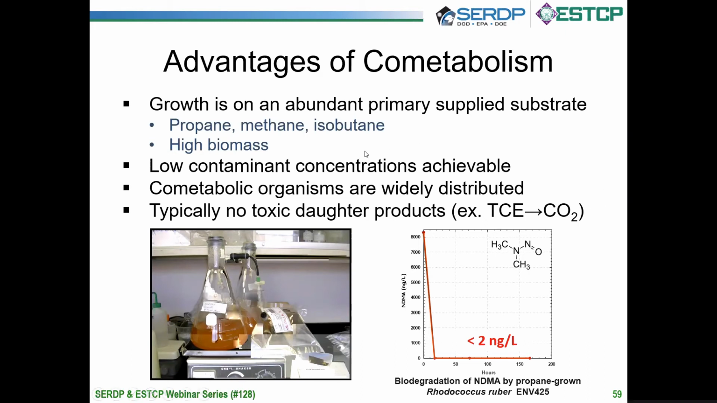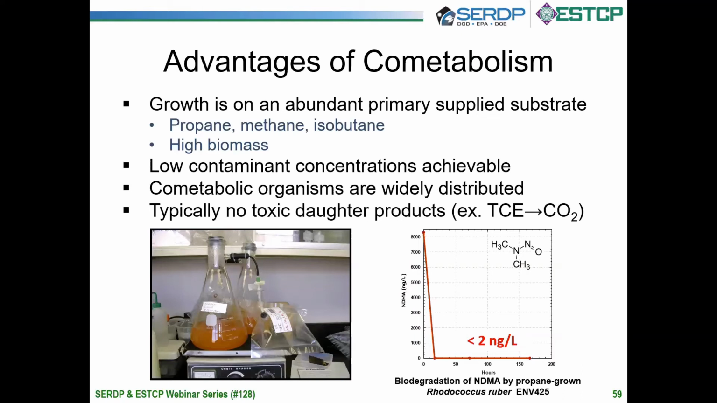Also, one of the other advantages is that the co-metabolic organisms are widely distributed. You wouldn't think that these organisms that need oxygen to survive would be in anaerobic aquifers, but they are. And if you add oxygen and nutrients if necessary, in a matter of weeks, you can grow up pretty high populations of these organisms that are capable of degrading the contaminants of concern.